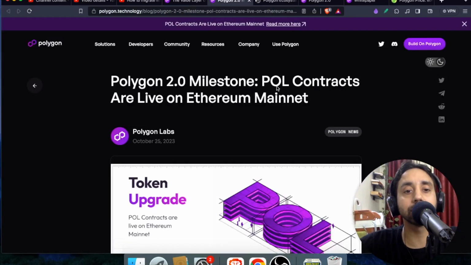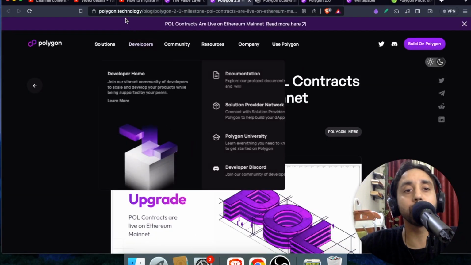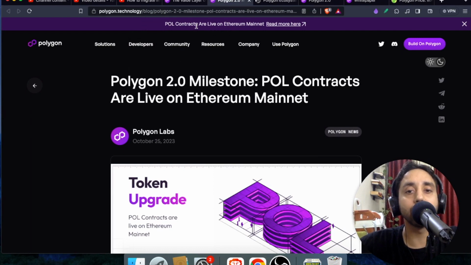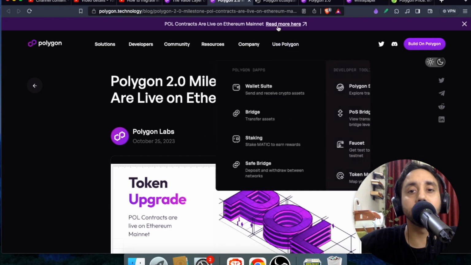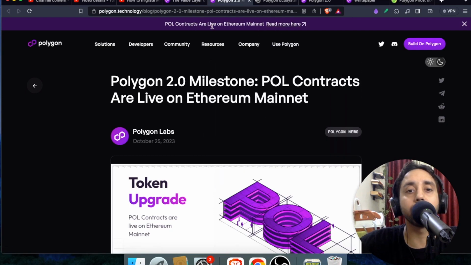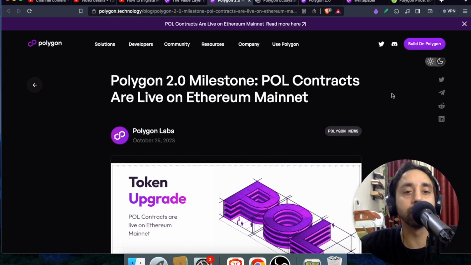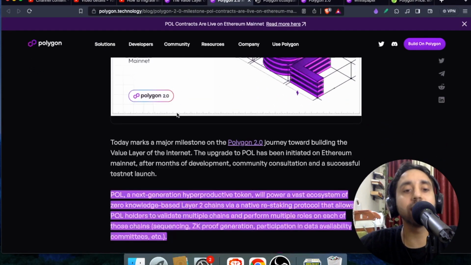So this is the official website of Polygon, polygon.technology. And on the top, you can see, if you're interested in reading the details, you can click the link here, which says read more here. POL contracts are live on Ethereum mainnet, and you can directly check out all the details related to this token. So this is Polygon 2.0. Why are they doing it?